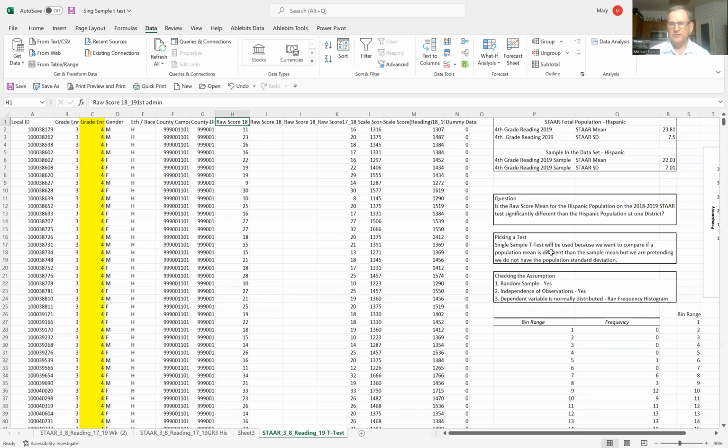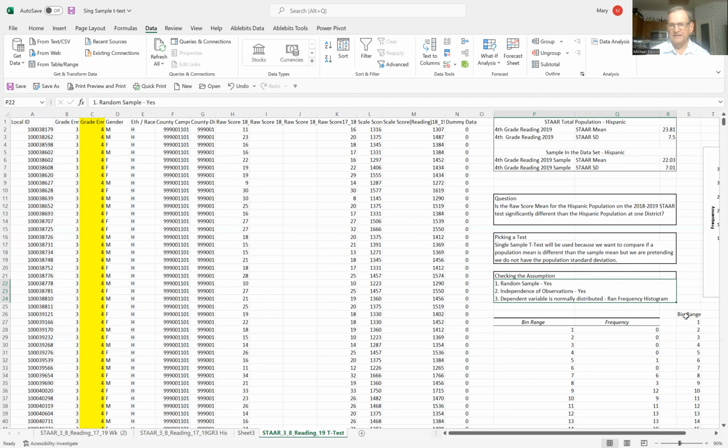So we went through the questions by first asking what test would I use, and so I was going to use this single sample t-test to compare the population mean with the sample mean. The random sample question, yes, it was because, as previously explained, we didn't choose them. They enrolled at this district. The independence of observations was yes, and the dependent variable was normally distributed.